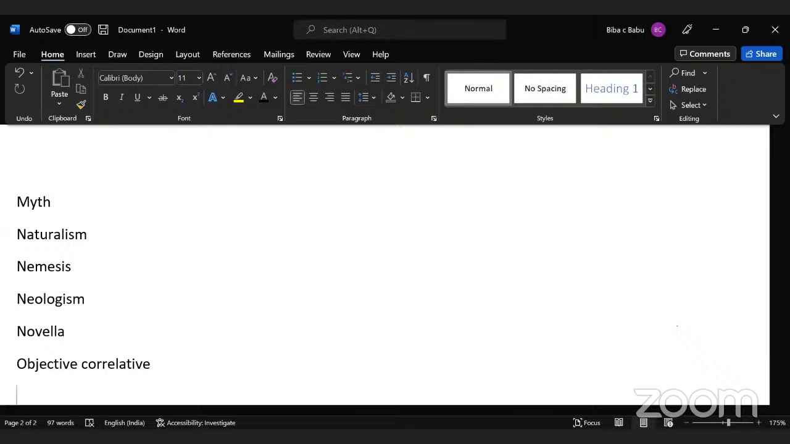This is also done by using an object. They use certain objects, and through these objects they are trying to convey something, a meaning of the object, a symbolic use. It evokes an emotional response from the reader also.